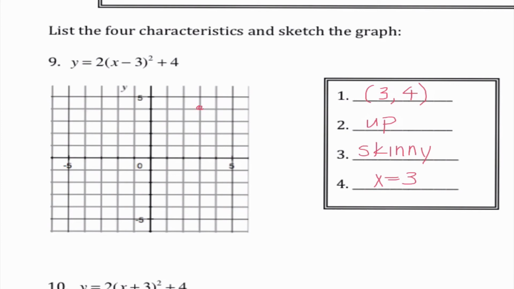So I'm going to go up to (3, 4). Since it's up and skinny, I'm going to go up 2 and over 1 in both directions. I said it wrong earlier, but I did it right. And when I go ahead and sketch that, it would look something like this. And then I'm going to sketch my line of symmetry. Notice my line of symmetry is a dashed line, and that's because those are not actually solutions to this function.